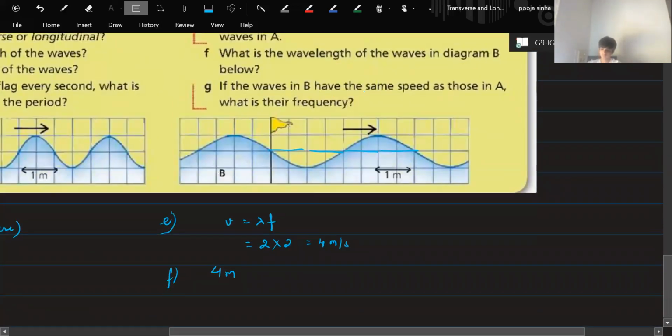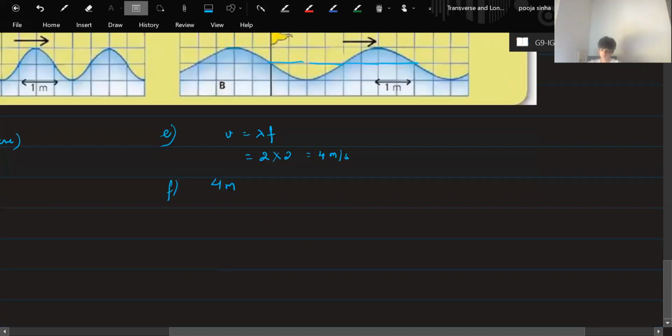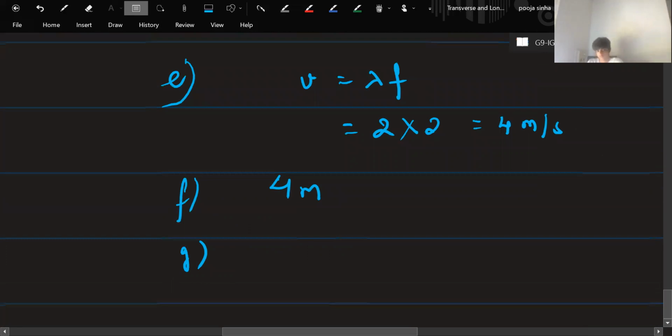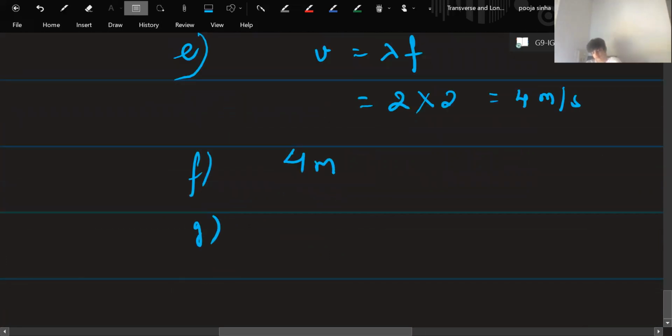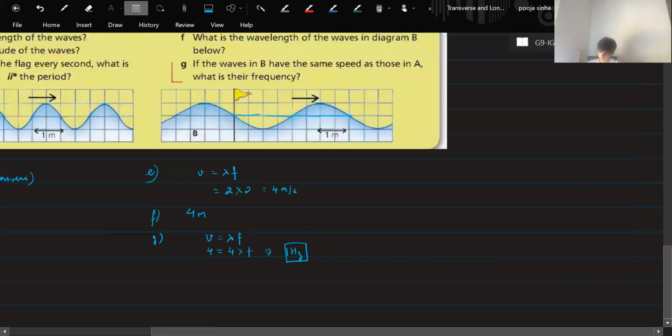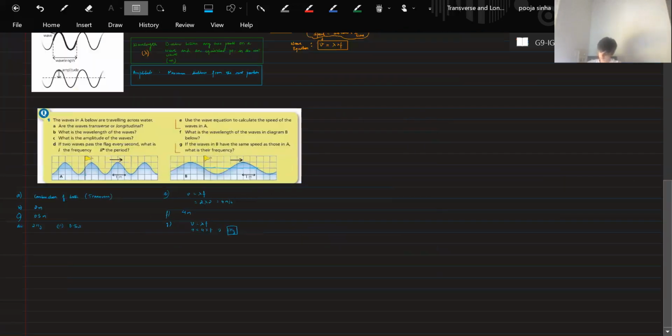If the waves of B have the same speed as those of A, what is their frequency? Velocity is equal to lambda into frequency. Our velocity is 4, so 4 is equal to 4 into frequency. Frequency will be 4 upon 4, which is 1 hertz. Okay, so this part is understood clearly.